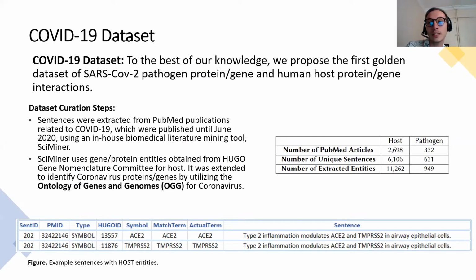First, we created our own dataset for that chapter. To the best of our knowledge, we proposed the first golden dataset for SARS-CoV-2 pathogens and human host proteins. Dataset creation steps can be summarized as follows. First, sentences are extracted automatically by using an in-house biomedical literature mining tool, SciMiner. SciMiner uses gene and protein entities obtained from HUGO for the host entities, and it was also extended to identify coronavirus proteins and genes by utilizing the Ontology of Genes and Genomes, OGG, for the coronavirus entities.